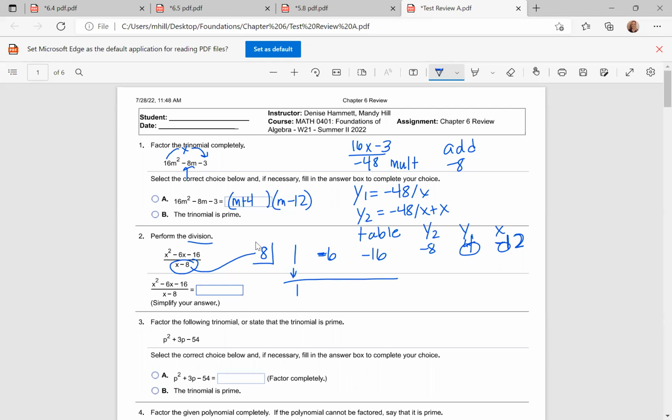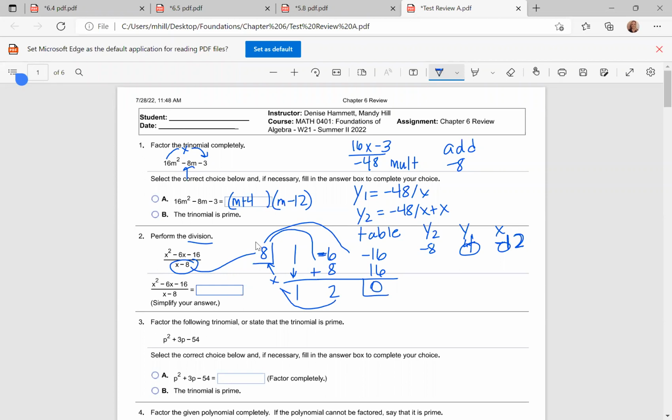We're going to move this 1 down, and we're going to say 1 times whatever is here. So 1 times 8, and that 8 is going to go right here. We're going to add -6 and 8, which is 2. Take that 2, multiply it by 8, and that's going to go right here, which is 16. And -16 and +16 gives you 0. So this means this has a remainder of 0.